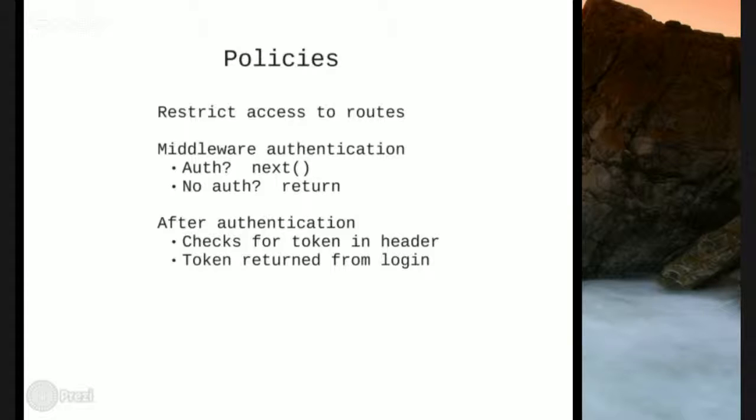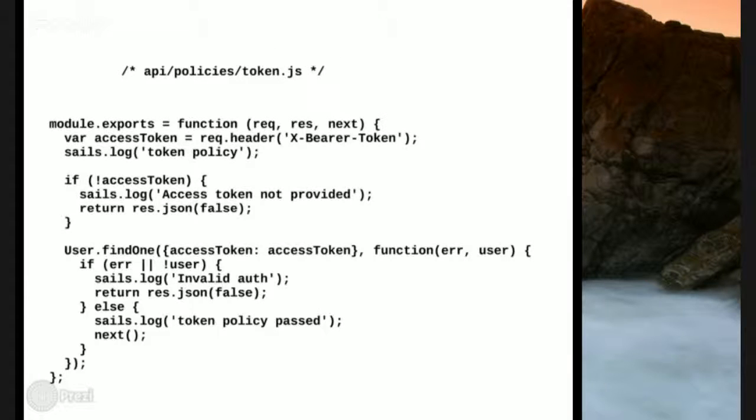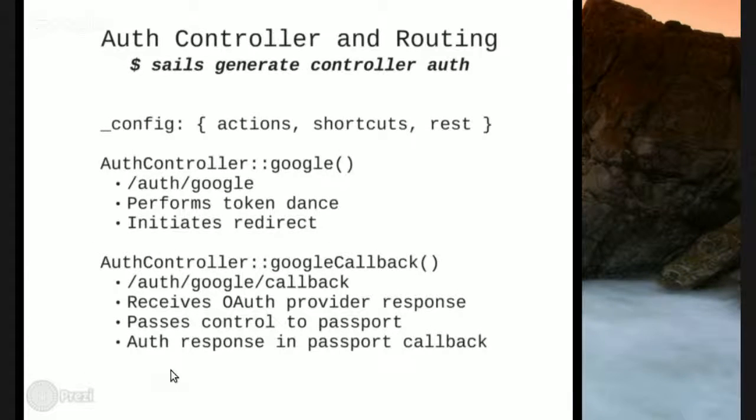If it's authenticated, we're going to call the next thing. If it's not authenticated, we're that sheet of plywood. What the policy does is say, okay, we have a bearer token in there, right? If we don't have a bearer token, we're done. If we do have a bearer token, check for a user that matches. If we don't find one, we're done. Otherwise, next.